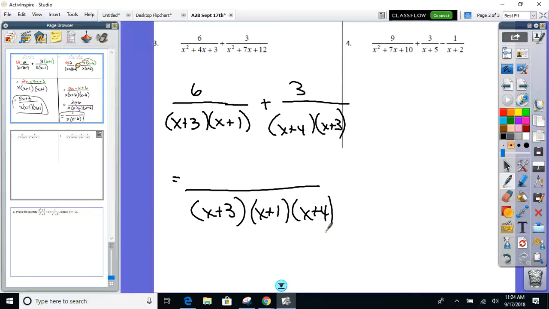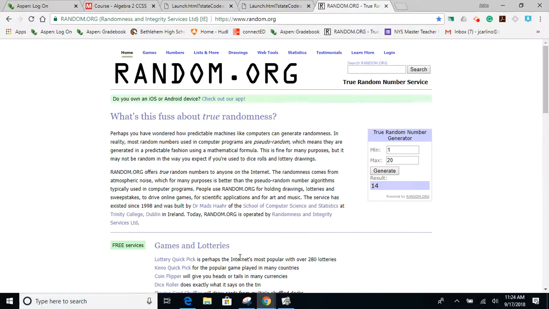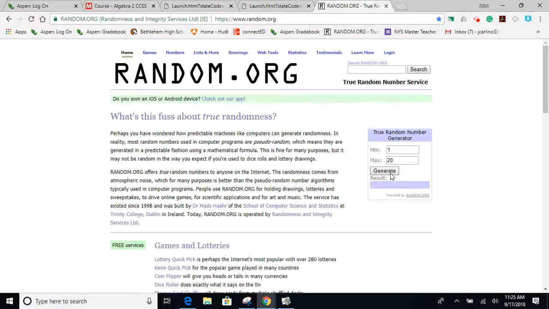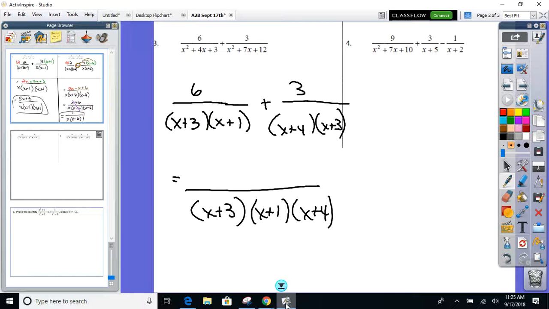All right, meaning what do I now need to multiply the 6 by? What do I need to multiply the 6 by? Yeah, I know that. Look at that, on fire back there. This is how it goes. X plus 4, yep. So 6x plus 24.